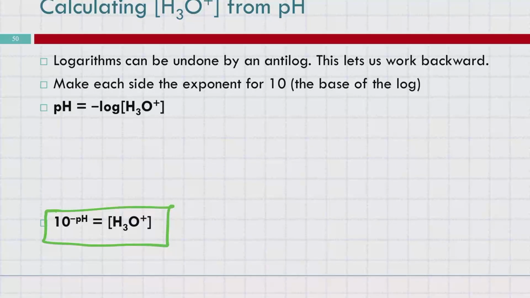So we undo this bit. We undo our pH equals negative log of H3O plus by doing 10 to the minus pH equals the concentration of H3O plus. So we raise 10 to the negative whatever our pH is, and that gives us our hydronium concentration.